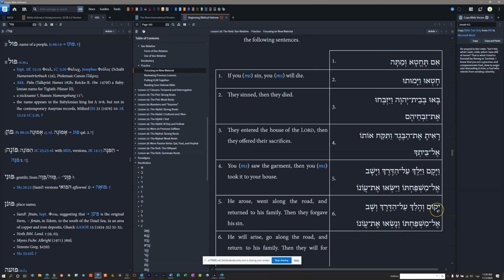It's pretty long. All right, we've got yakum. Yakum is obviously a verb. Kum is to arise, or to get up. Yod kametz indicates that we've got a qal imperfect 3ms form, which would be he will arise and he will go, because this vav here is a vav relative. He will arise and he will go.